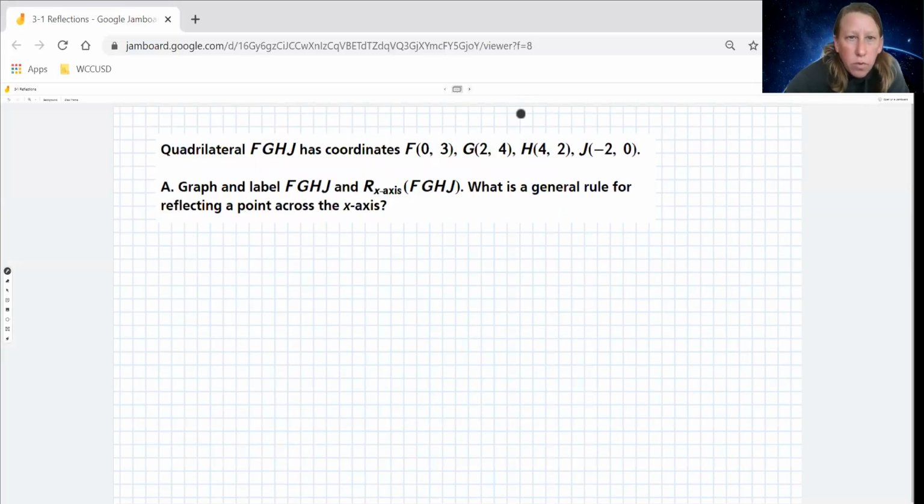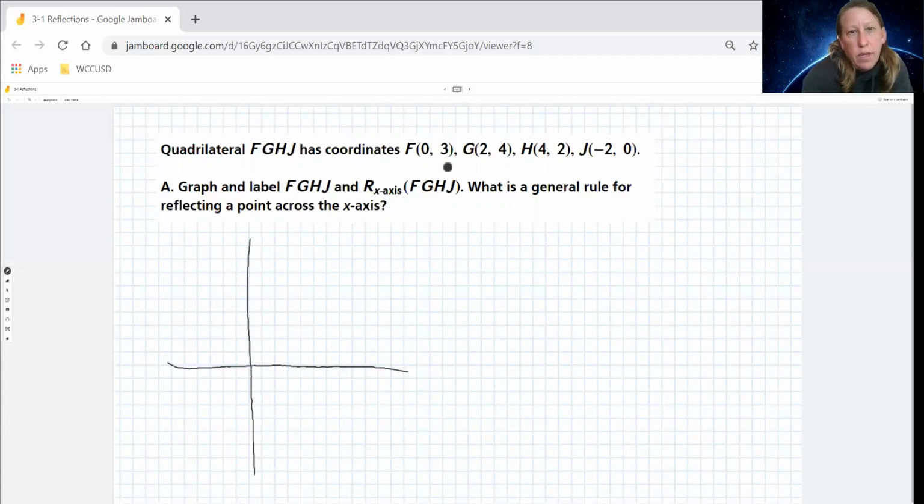Okay. Ooh, what is a general rule for reflecting a point across the x-axis? So we could do this one. Now this is going to be a quadrilateral. You have a point at 0, 3. You have a point at 2, 4. You have a point at 4, 2. And you have a point at negative 2, 0. This is almost a trapezoid, maybe. That's a cool shape.